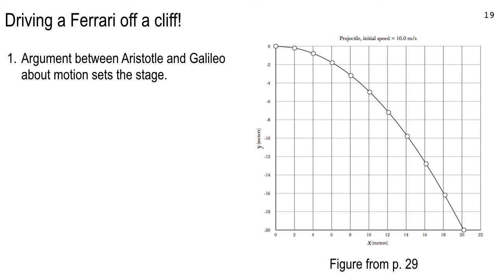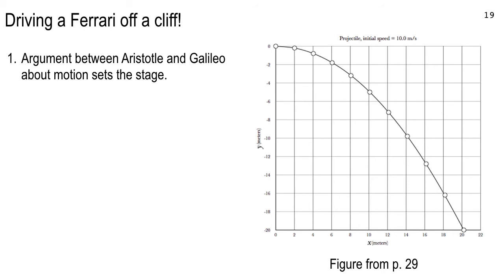What changes for the Ferrari is his downward speed. So his y subscript f is basically going to be y_i plus 1/2 g t squared, because if he drives straight off the cliff, he doesn't have any vertical velocity. He's got all horizontal, but he gradually acquires vertical, and he follows his path. This is a parabolic arc.